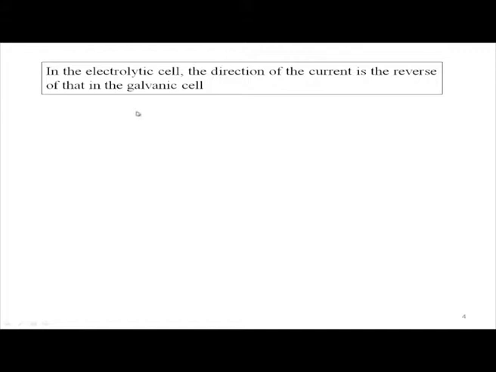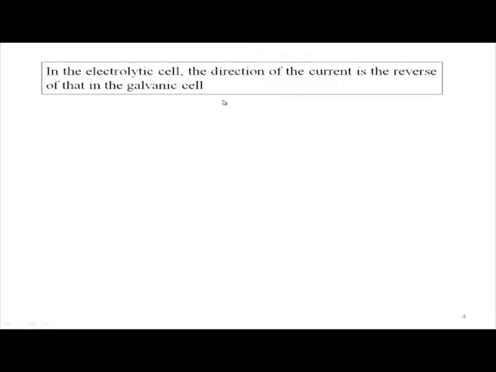Welcome back to this class of electrochemical studies, where we are talking about electrochemical cells and how they can be applied for voltage generation or electricity generation, as well as electrolysis. We have seen that in the electrolytic cell, the direction of the current is the reverse to that of a galvanic cell. That is why the definition is completely different for the electrolytic cell and the galvanic cell.